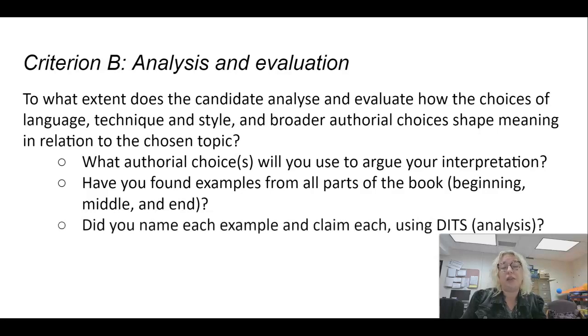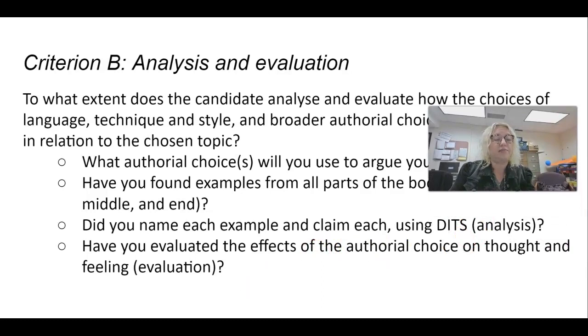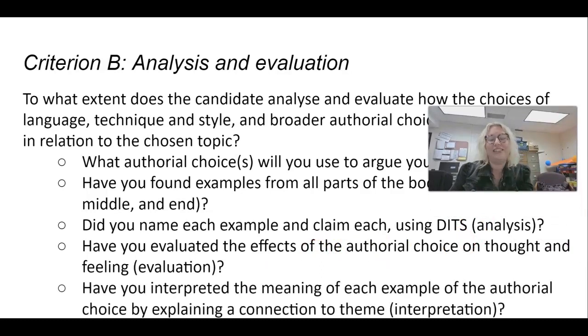Did you name each example and claim each using DITS analysis, getting to the elements of language analysis, diction, imagery, tone, or structure? Have you evaluated the effects of the authorial choice on thought and feeling? Have you interpreted, is a cool word, interpreted the meaning of each example of the authorial choice by explaining a connection to theme? So there are really 3 levels here: analysis, evaluation, and interpretation. Interpretation is under letter A officially, so I've included it here when really maybe it belongs in criterion A.